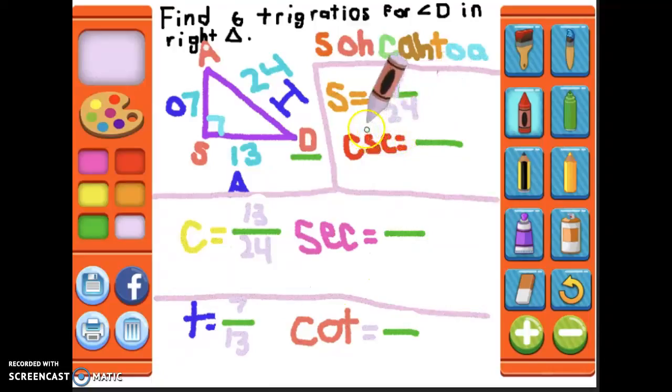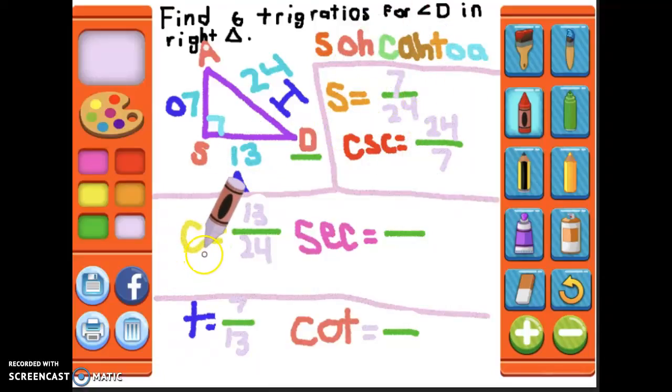So for cosecant, we know that it's going to be 24 over 7, but we're just going to go in a little bit more thorough. So we have opposite over hypotenuse for sine, but now it's going to be hypotenuse over opposite. So our hypotenuse is 24 and our opposite is 7. And that is correct because it is the reciprocal of what we have for sine.